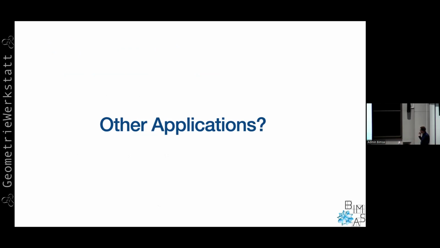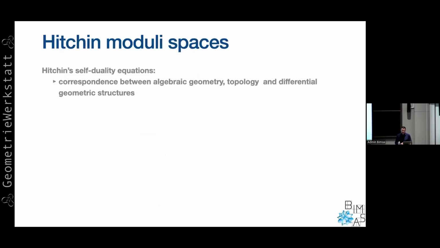The question is, are there any other applications, or is it just very special for minimal surfaces? But of course, there are others. Another nice example is that of the Hitchin moduli spaces. So we have the Hitchin self-duality equations, and they give us some kind of correspondence, usually called the non-abelian Hodge correspondence, between algebraic geometric data, topological data, and differential geometric structures. And also, they induce some very nice and rich geometry on the spaces of solutions.